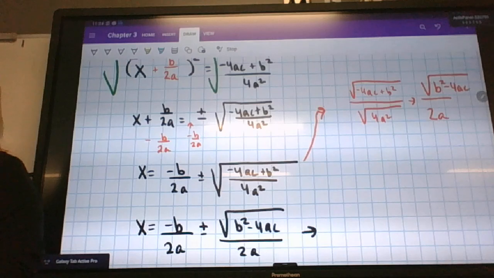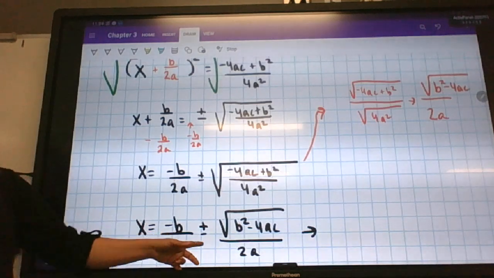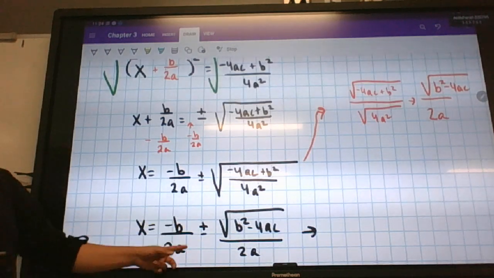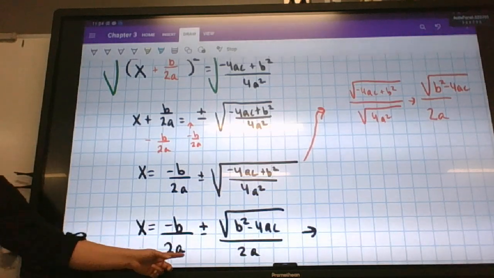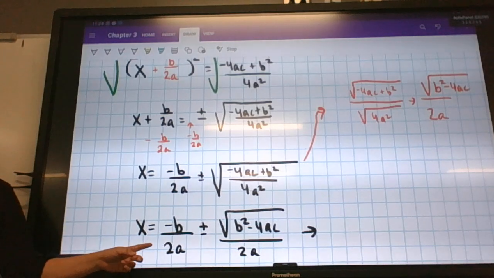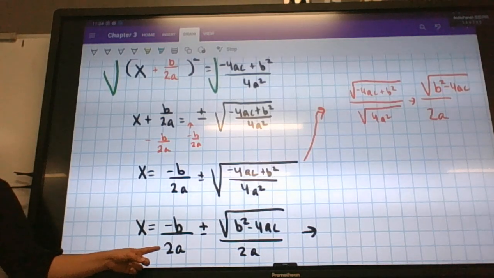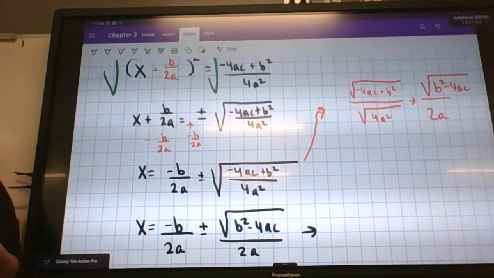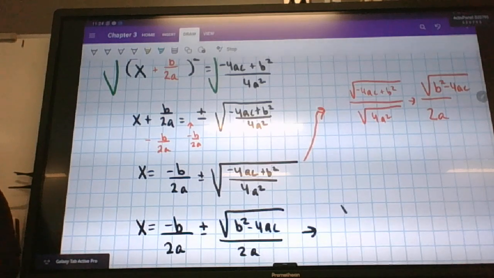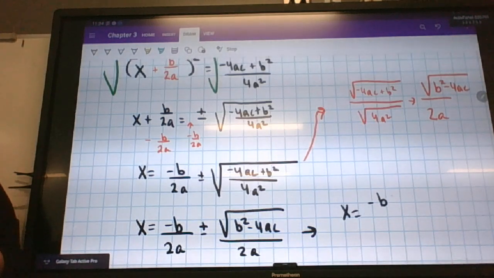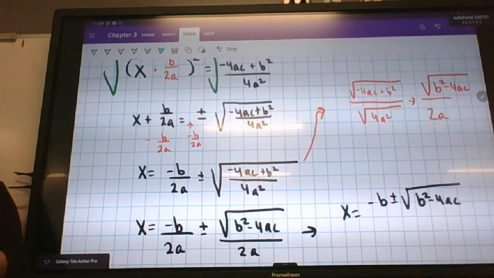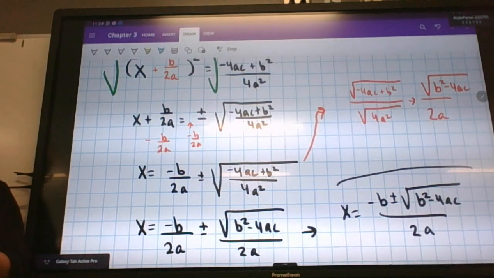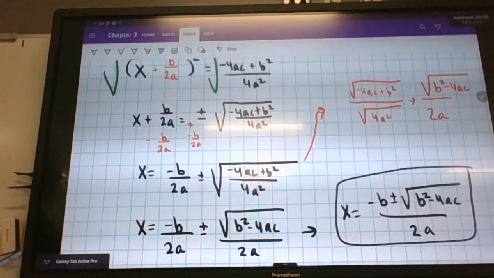And our very last step is, it's kind of wild. These happen to be common denominators. Does anybody recognize this from anywhere? X equals negative b over 2a. Yep. This is the formula for the axis of symmetry. So there's actually a lot of symmetry going on here. So this is negative b plus or minus the square root of b squared minus 4ac all over 2a. And that's the quadratic formula. Now you know.